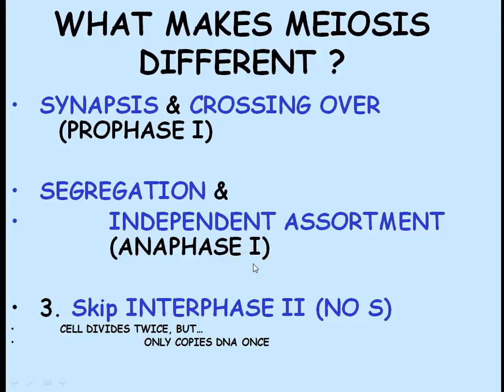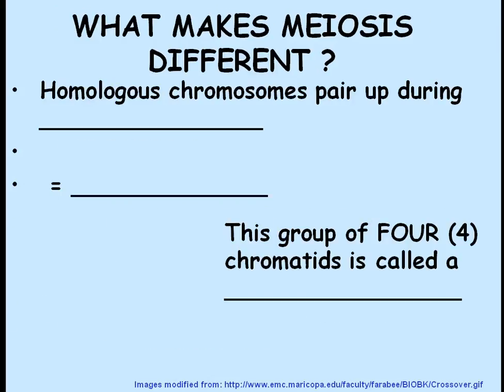And then the third thing that is different is that we are going to be skipping the second interphase. So it does not go through S phase again, and we do not copy that DNA again. So the cell will only divide 2 times, but only copy the DNA 1 time. So let's look a little closer at these 3 things.